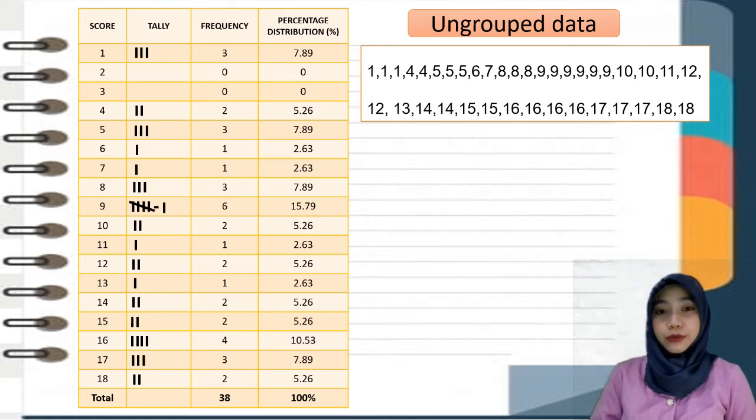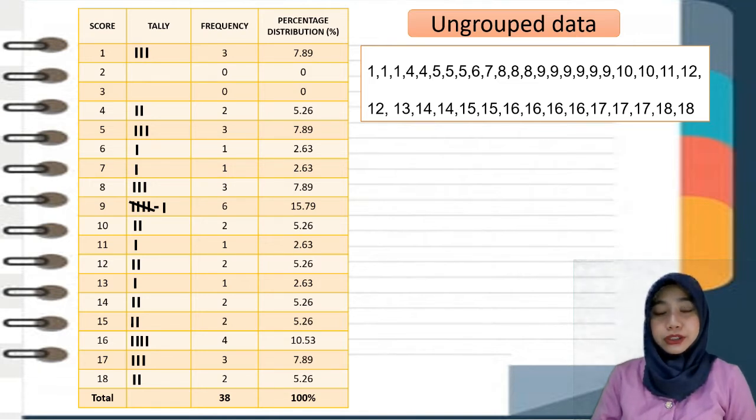If you observe in our given set of data, the score of 1 occurs 3 times. So therefore, our tally here is 3. We will write 3 bars. Next, we have 2. There is no score of 2, so we will not write any tally in the score of 2. Next, score of 3. There is no score of 3, so we will not write any tally here. And then we have the score of 4.